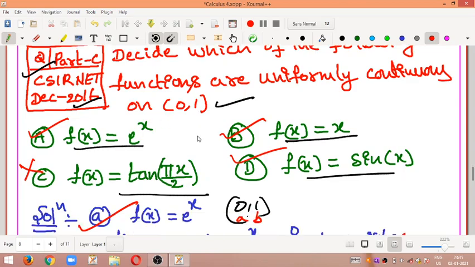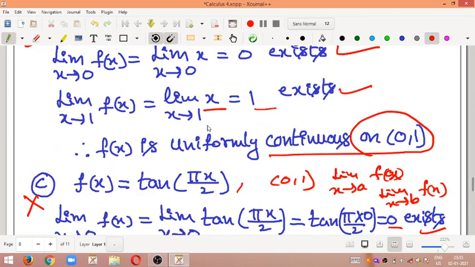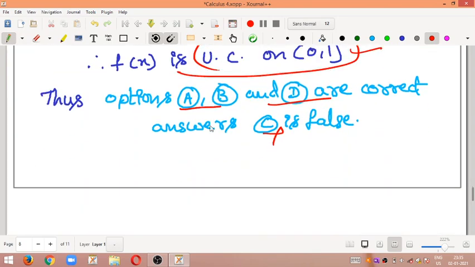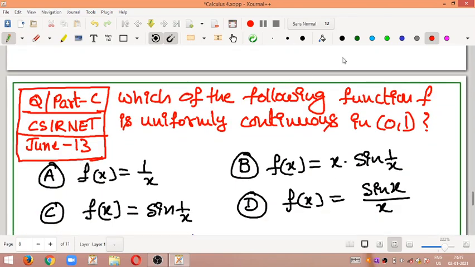If it is clear, I will move on to the next question. For the next question also, I choose a Part C CSIR NET question.